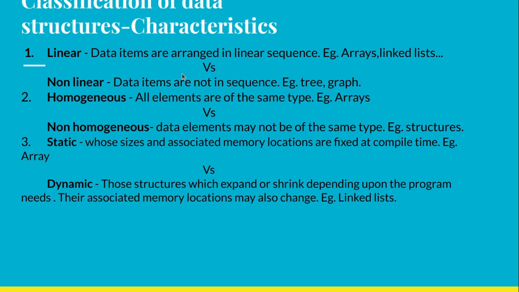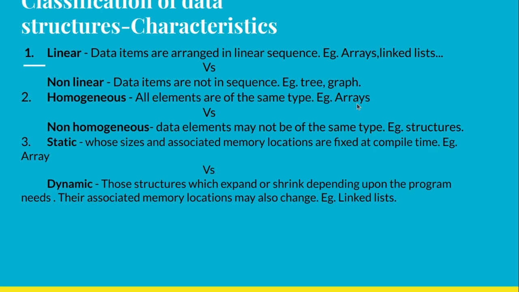So let us understand the classification of data structures. First one is linear and non-linear. Linear data structures are arranged in a linear sequence, for example arrays and linked lists, because it's like 0, 1, 2, 3. But there are non-linear data structures which are not in sequence, for example tree and graph.